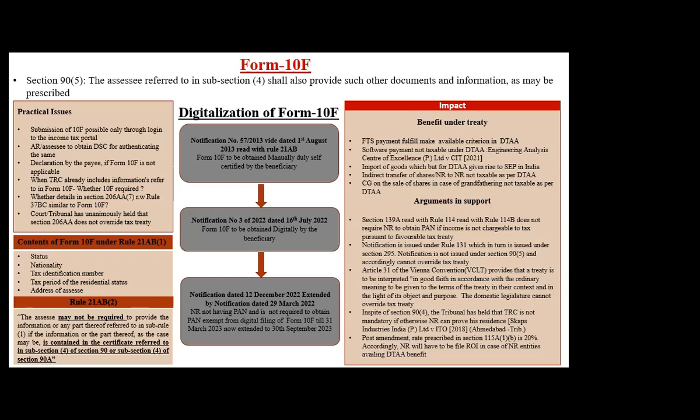Now, third point. For example, let us take the TRC of India-USA. The India-USA treaty has a 2-page TRC. The first page consists of only the relevant information, the name of the assessee and all that information. The second page contains status, nationality, everything. So when you ask for a TRC from the US, you ask for both the pages. In that case, 10F is not required because the TRC itself has all that.